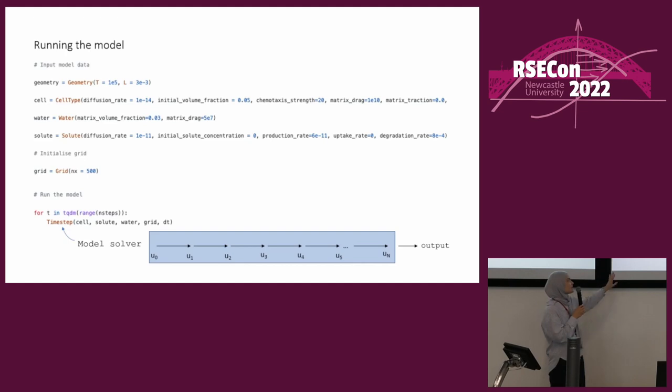And then what this means is that I was just running this function called time step for a certain number of time steps. And what I thought was nicest about using data classes was that into the time step, I'm not feeding a list of like 30 parameters or whatever, because even though you're only playing with a few, there's a lot of parameters involved in other behind the scenes ones. So I just feed into the time step cell, solute, water, grid, and the time step.